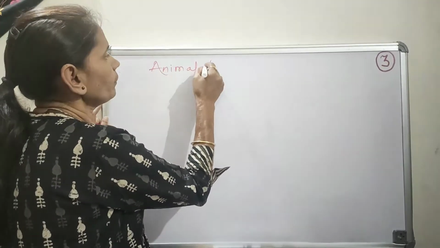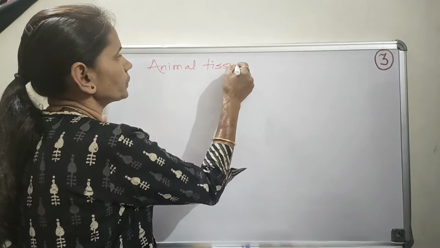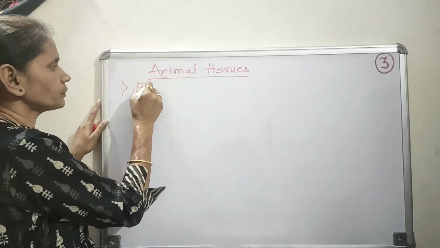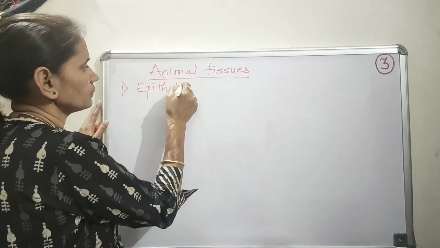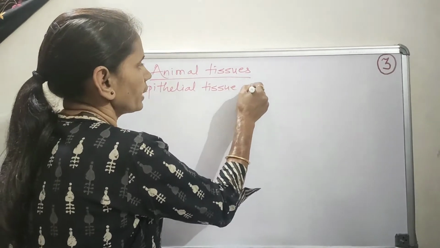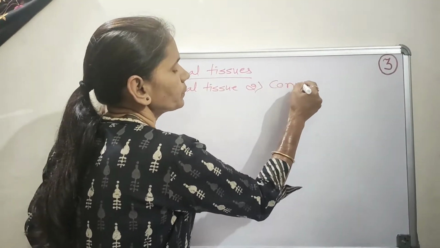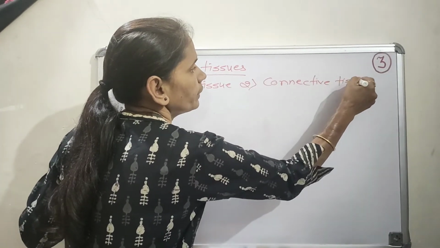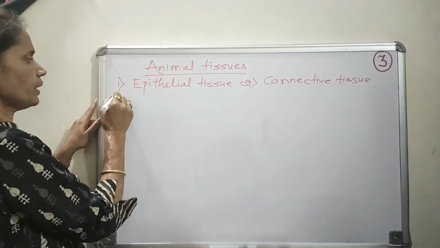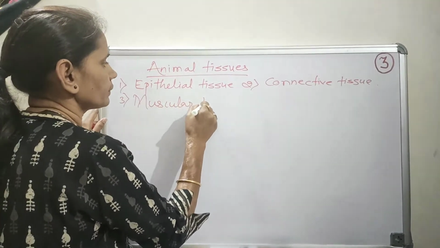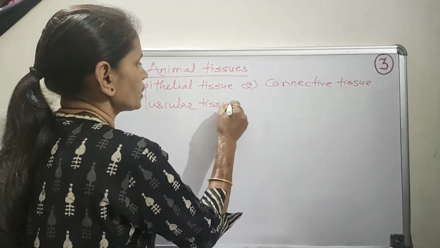There are four major types of animal tissues. That is epithelial tissue, second one is the connective tissue, third one is the muscular tissue, and last, that is nervous tissue.